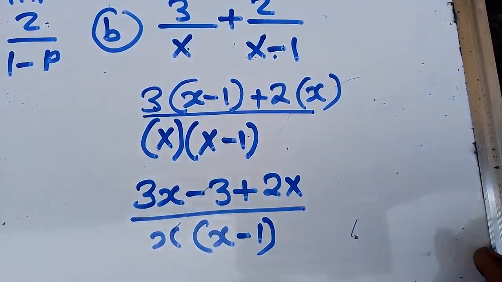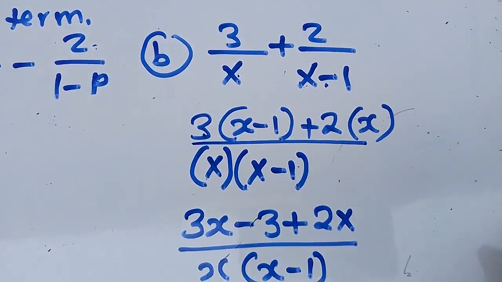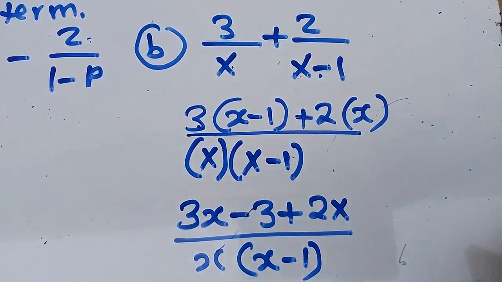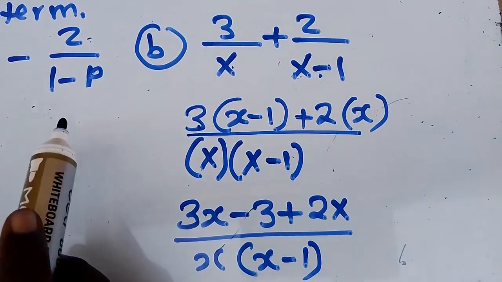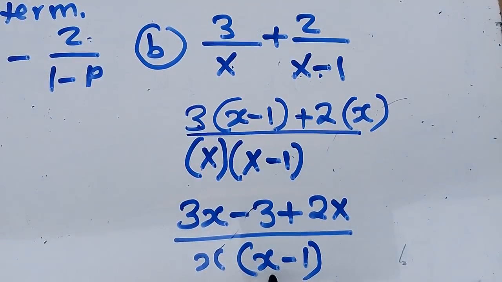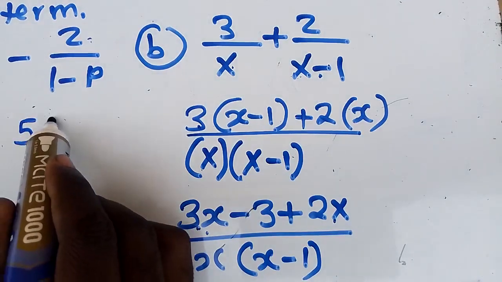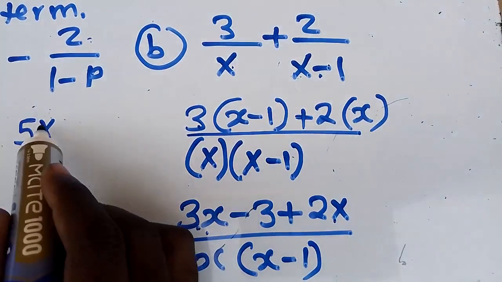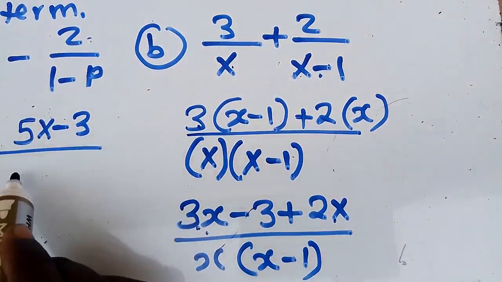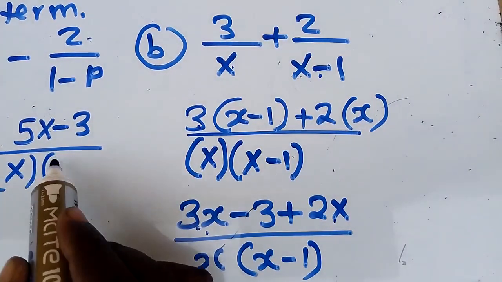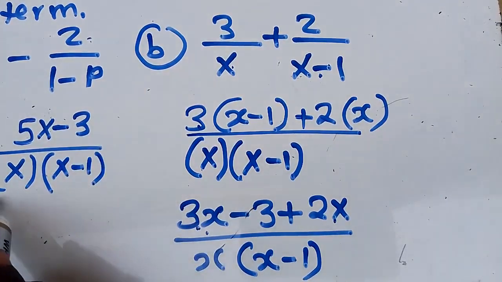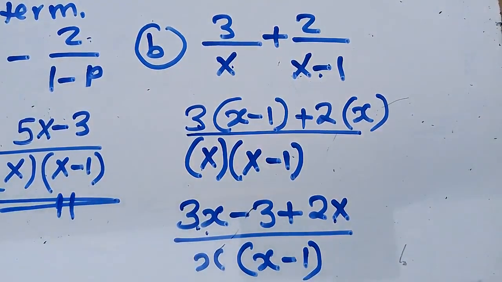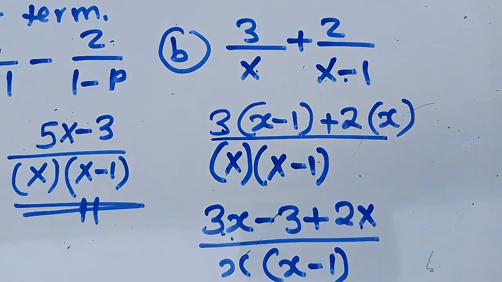So this is what I'm forming. This is what I need to do. So I'm going to continue from here. So what is the answer there? 3 and 2, these are like terms. So 3 plus 2, 5. So 5x. So I'm going to say 5x minus 3 over x, then x minus 1, like this. That is my answer. That's how I need to work out that one.